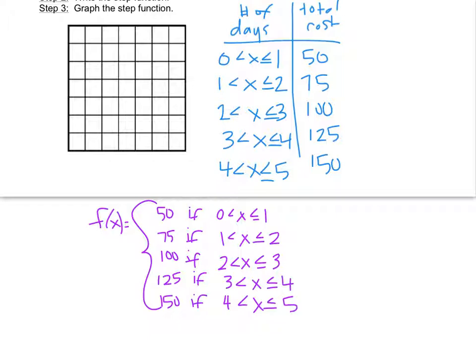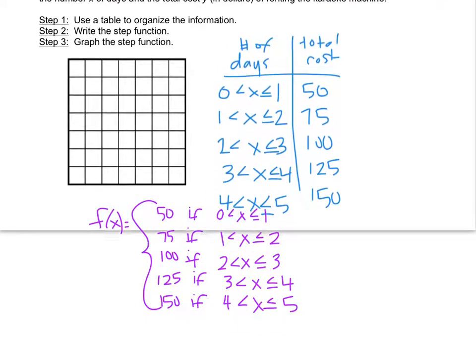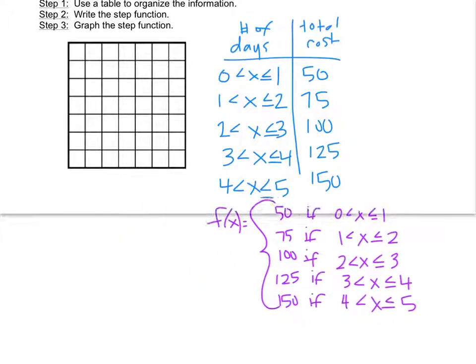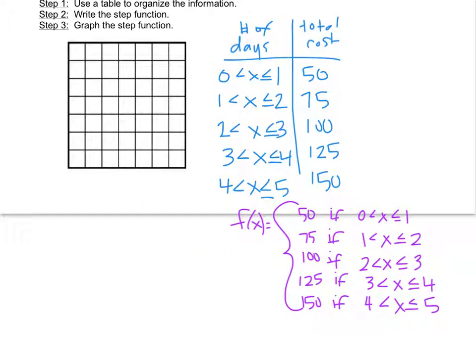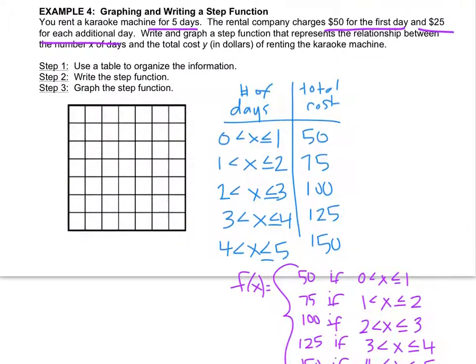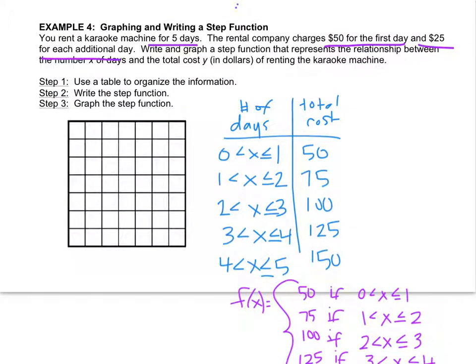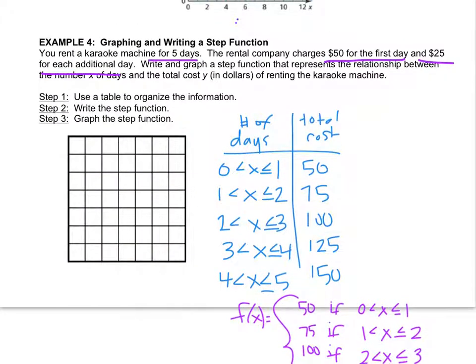Okay, so that's the step function. Now we have to take it and graph it. So let's scroll up a little. I'm going to move that over. Okay, there we go. Now we scroll up, and I actually don't even need that function. It told me to write the function, but you don't need the function. You can just graph using the table. I'm only going to be in the first quadrant because you can't have negative days or negative cost.